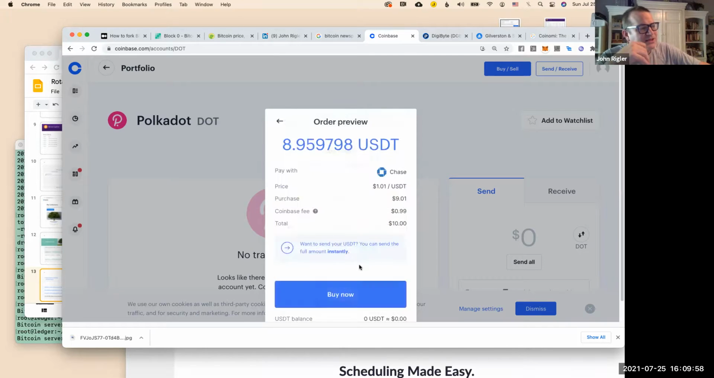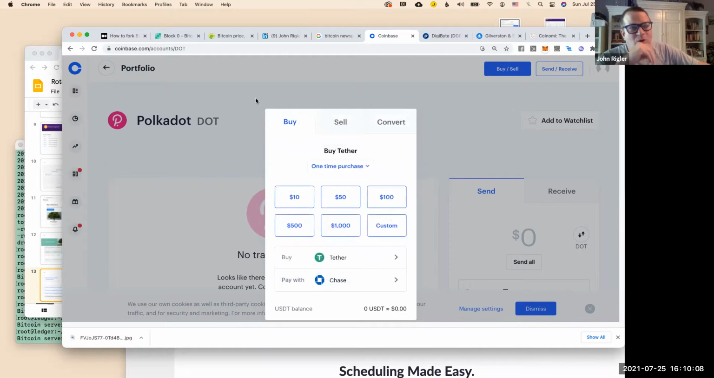But if you buy $10, the fee is 99 cents. So it's on a, and that's whatever Coinbase wants to offer, right? With the exception of Bitcoin and Ethereum, the transaction fees are very low. It's just those initial fees to, you know, to purchase it, right?